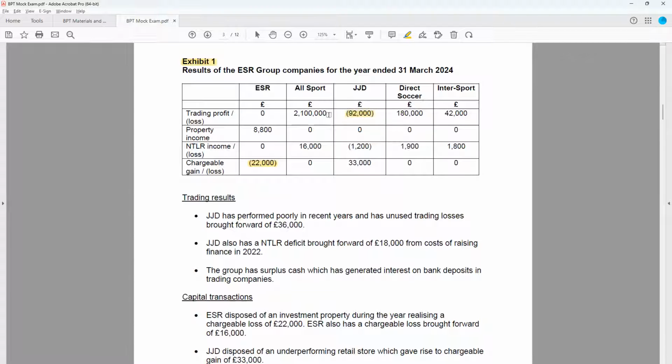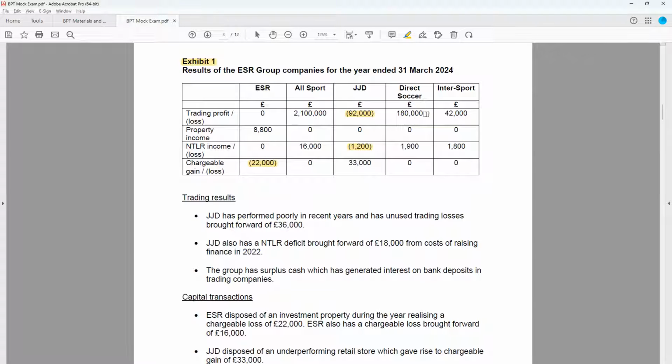JJD, so this is the one with a loss. So it's got a trading loss. And then we've got an NTLR loss as well in that company. But it does have a chargeable gain. So we'll be thinking about, we know this can be offset against gains. We'll be looking to use that loss against this gain.